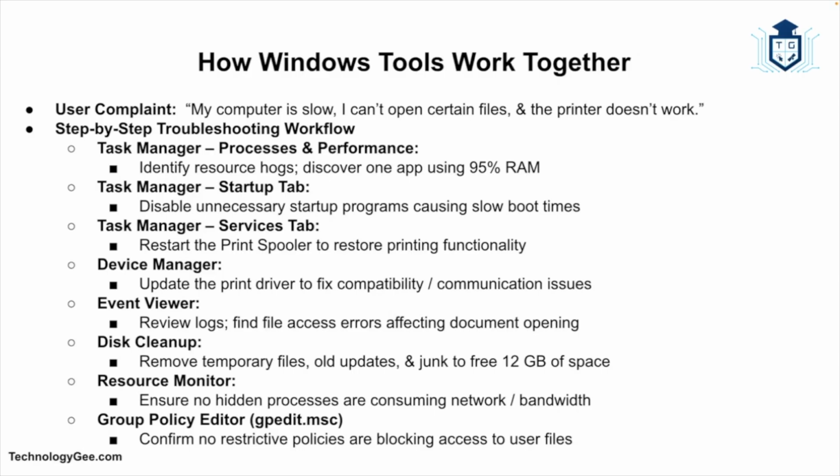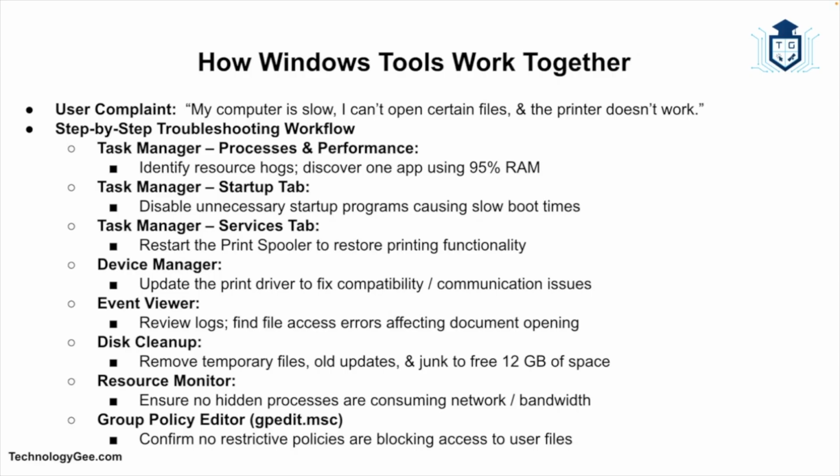You're going to go to your Startup tab and disable any unnecessary startup applications. You're going to go to your Services tab and restart the print spooler. You're going to go to your Device Manager and update the print driver. You're then going to go to the Event Viewer and check for file access errors. You're going to go to your disk cleanup and free up 12 gigabytes of space.